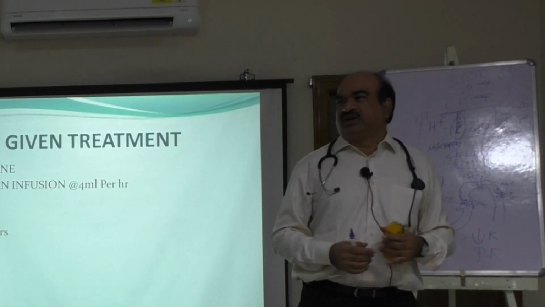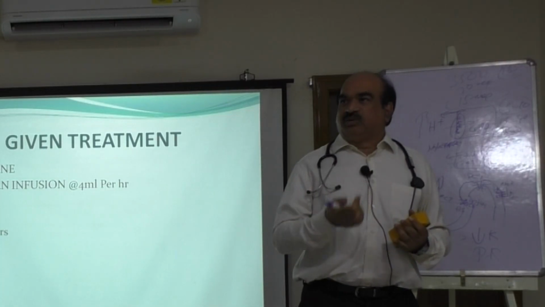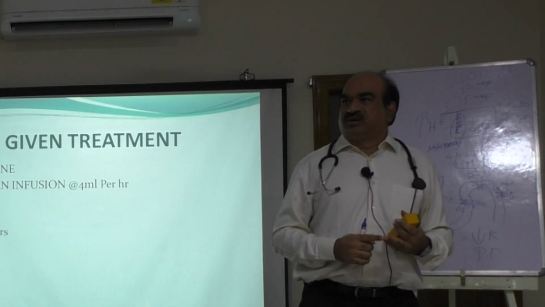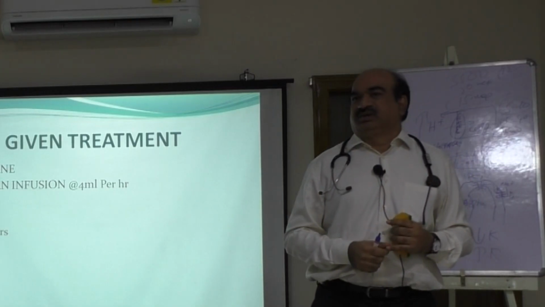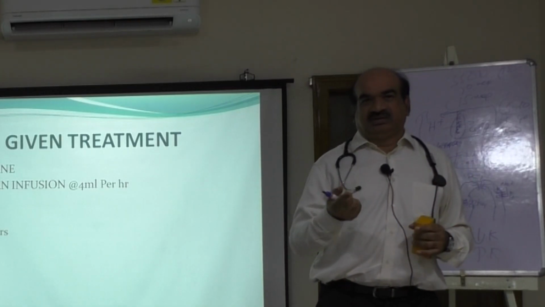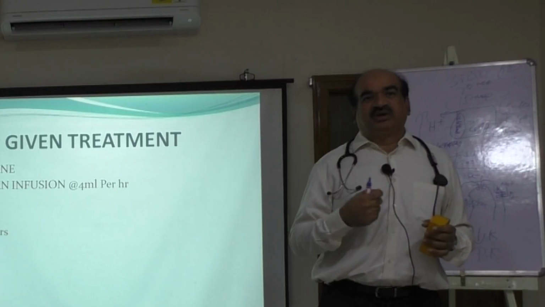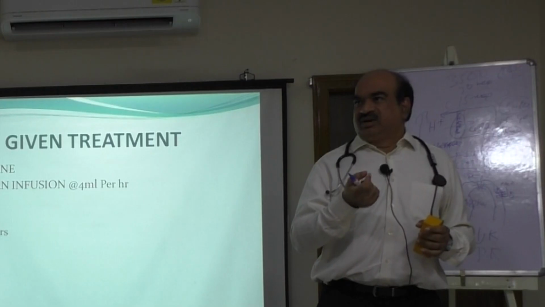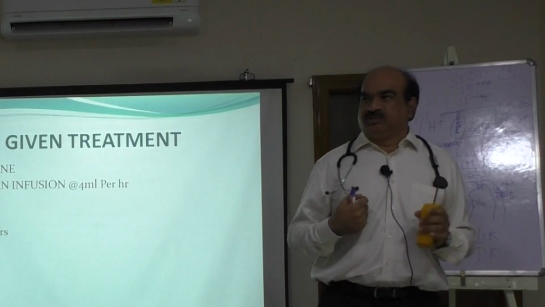The expected loss of potassium in vomiting. Suppose in vomiting, how much hydrogen will be lost, how much chloride will be lost, how much potassium? It is not the direct loss of potassium. Vomiting will cause HCl loss. HCl loss means there will be bicarb accumulation, metabolic alkalosis. Vomiting will cause metabolic alkalosis.